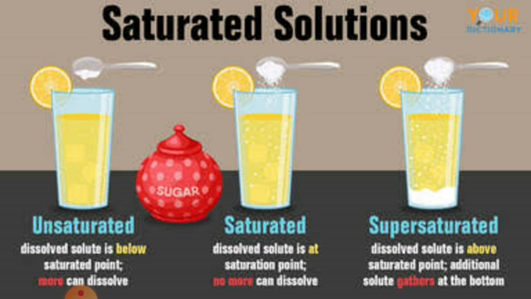Okay. Then saturated, unsaturated, supersaturated solution. First one, unsaturated solution. Dissolved solute is below the saturation point. More can dissolve. Then saturated solution. Dissolved solute is at the saturation point. No more can dissolve. Supersaturated: dissolved solute is above the saturation point, additional solute gathers at the bottom. So all are able to understand?